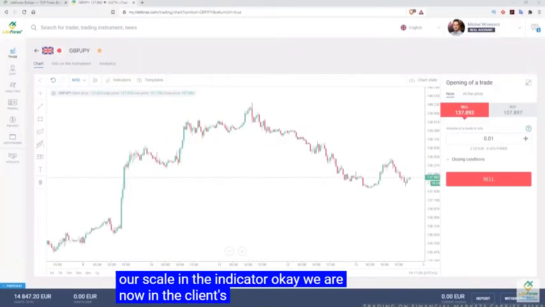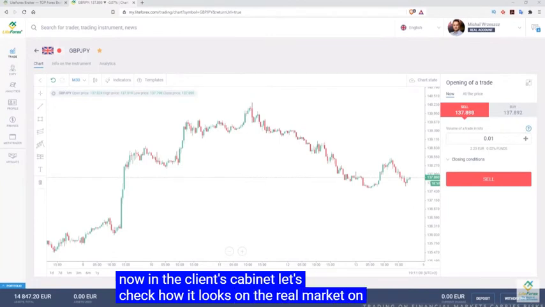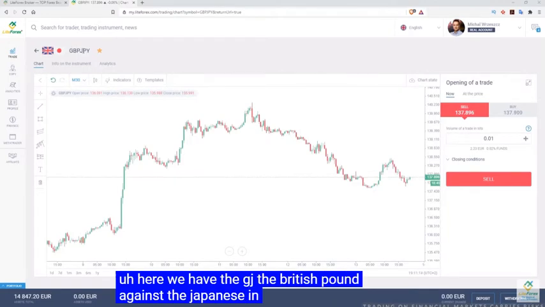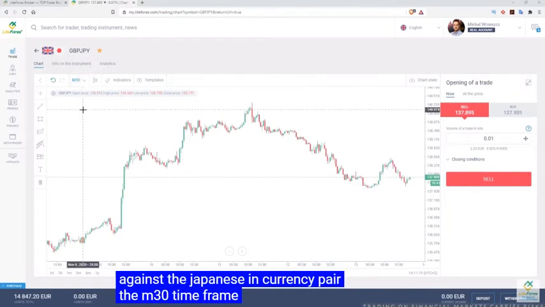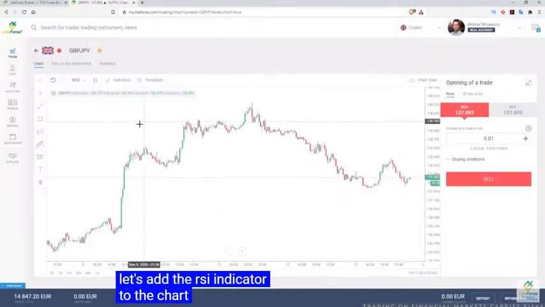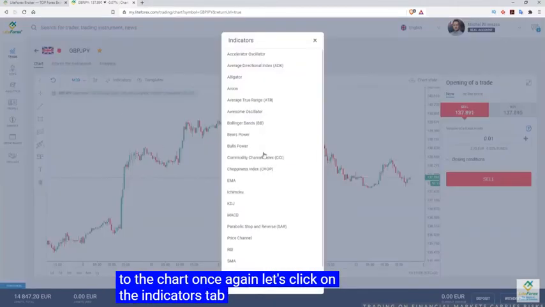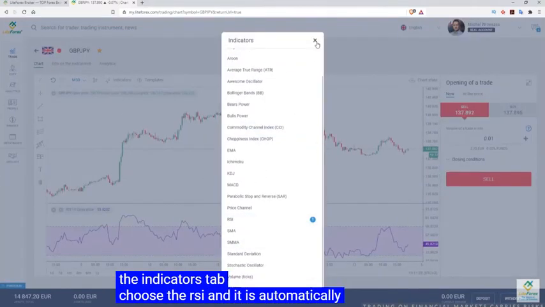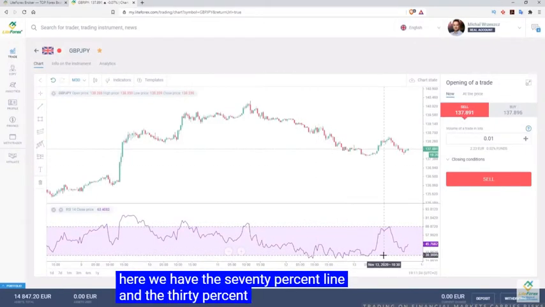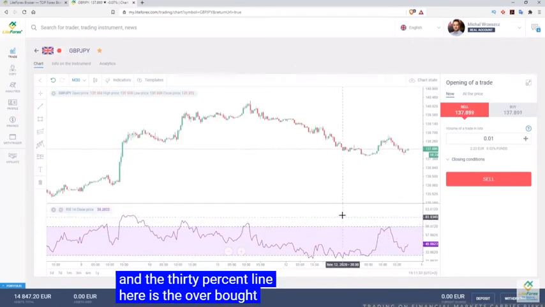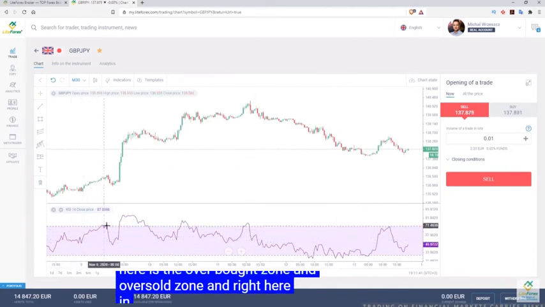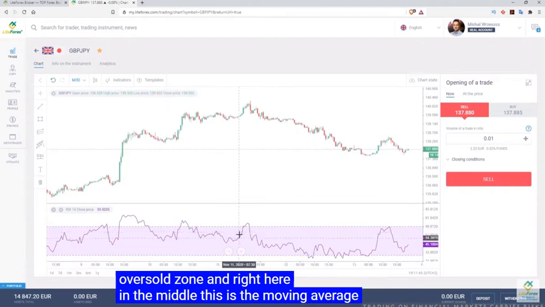Okay, we are now in the client's cabinet. Let's check how it looks on the real market, on a real example. Here we have GBP/JPY, the British pound against the Japanese yen currency pair, the M30 time frame, and let's add the RSI indicator to the chart. Once again, let's click on the indicators tab, choose the RSI, and it is automatically added below the chart. Here we have the 70% line and the 30% line. Here is the overbought zone and the oversold zone. And right here in the middle, this is the moving average line, the RSI.